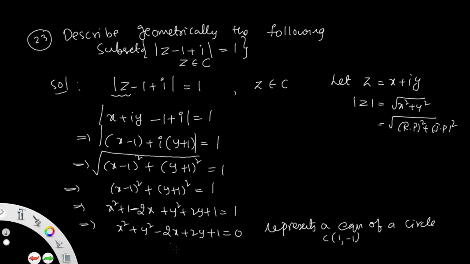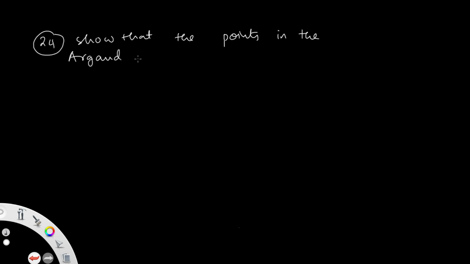Next question, which may come in any other model. I am giving this also, you have to practice. Next page I will write the questions you have to practice. Question number 24: show that the points in the Argand plane, 1 plus 3i, 4 minus 3i, 5 minus 5i are collinear.